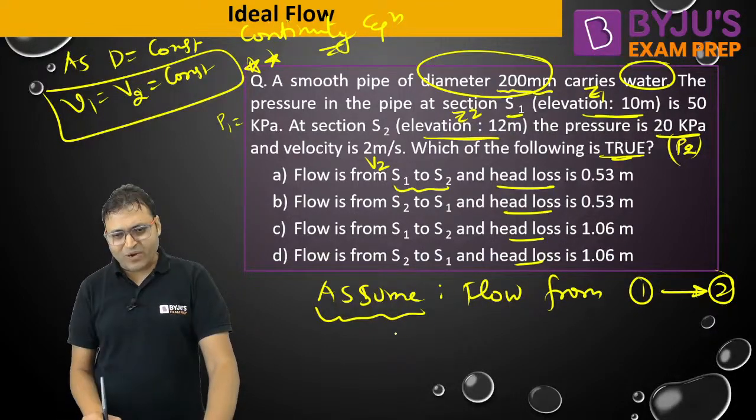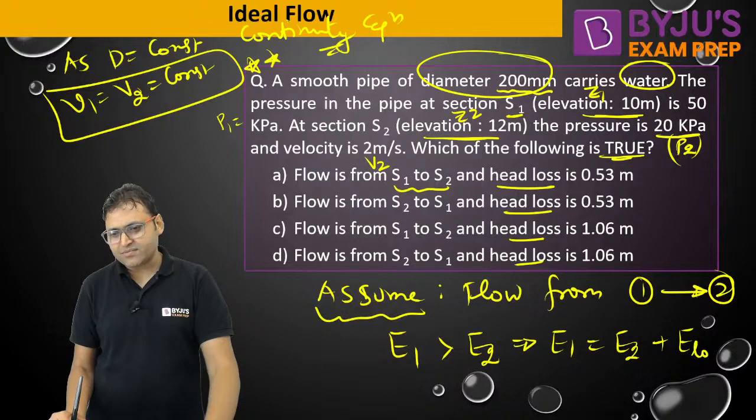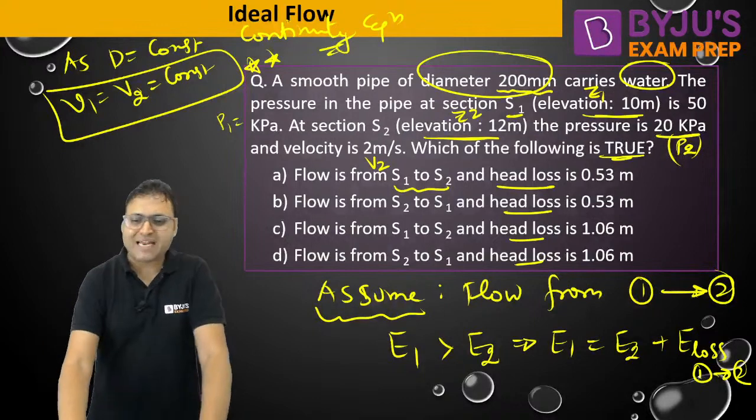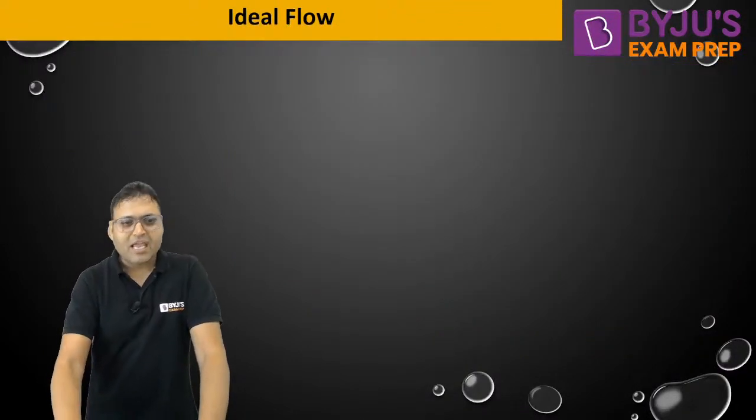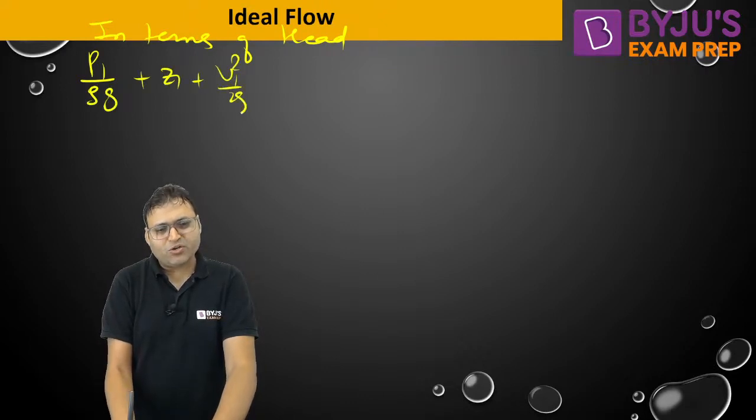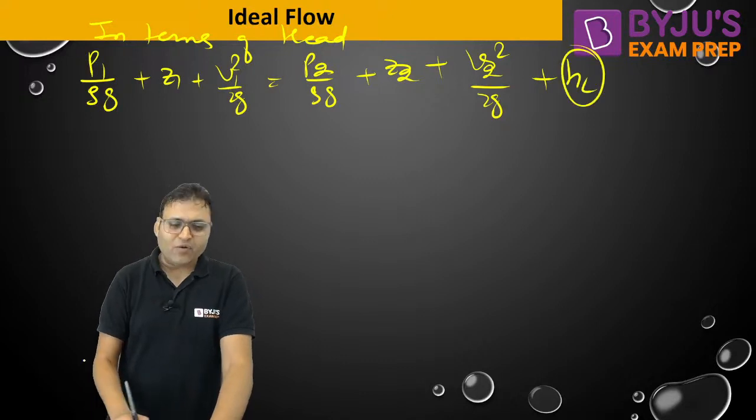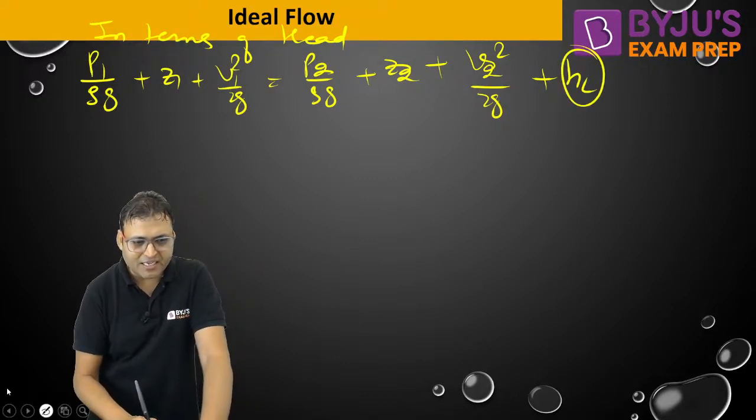So if we assume the flow direction from 1 to 2, can we say E1 will be greater than E2? Or can we write E1 is equal to E2 plus energy loss from 1 to 2? In terms of head, our expression is P1 by rho g plus Z1 plus V1 square by 2g is equal to P2 by rho g plus Z2 plus V2 square by 2g plus HL.